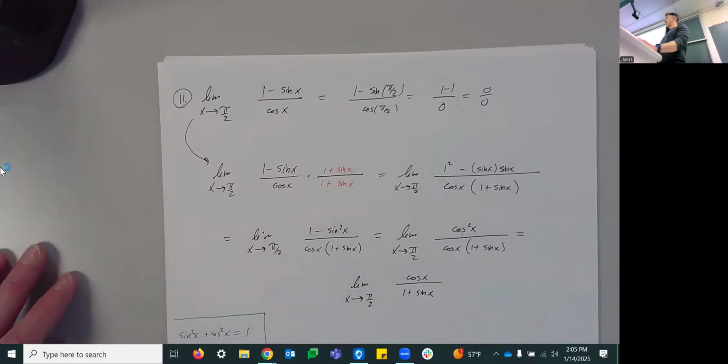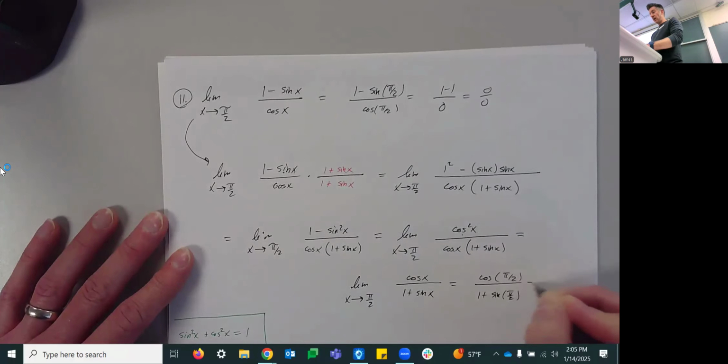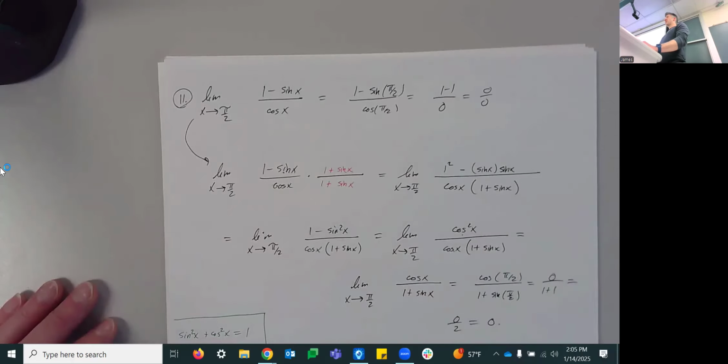And now if we plug in pi over 2, we get a real answer. We get cosine of pi over 2 divided by 1 plus sine of pi over 2. Cosine of pi over 2 is still 0. Sine of pi over 2 is still 1. And 0 divided by 2 is, or 0 divided by any non-zero number is 0.